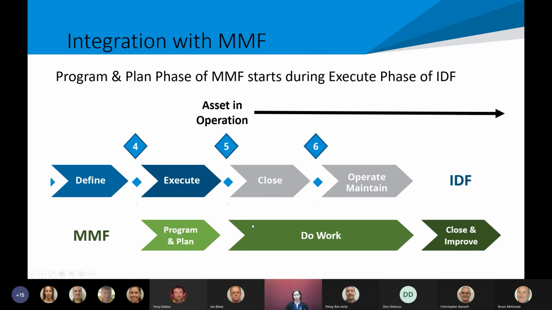So we obviously do the work, and in the MMF, that's really doing the maintenance programs, operating, and then you have this close and improve phase, which is really just reflecting back on and analysing the outcomes of those programs, and obviously that then feeds back into the start as well. So the MMF is a bit of a looped system, and this operate and maintain phase in the IDF is very much just representing that business as usual operation of these assets. So effectively, there's nothing in the IDF in this phase. That's really where it flips over to MMF of doing the work.